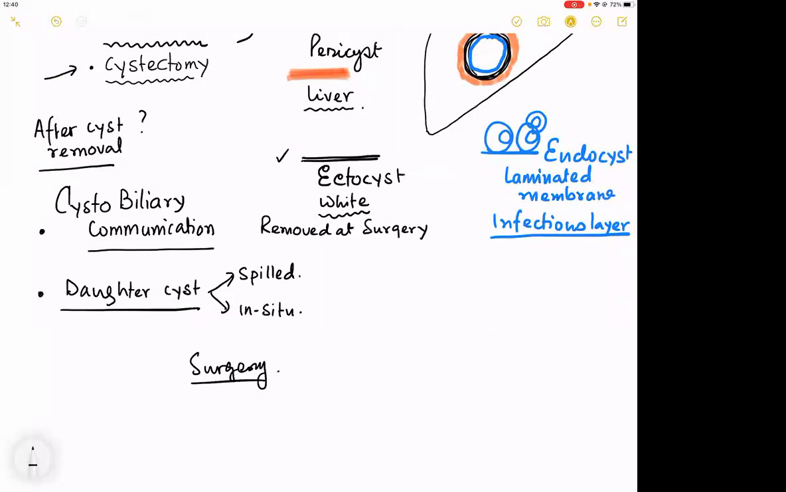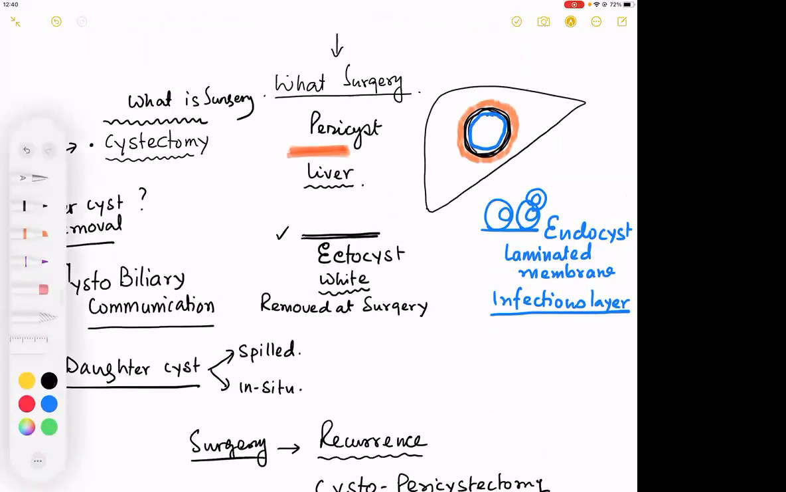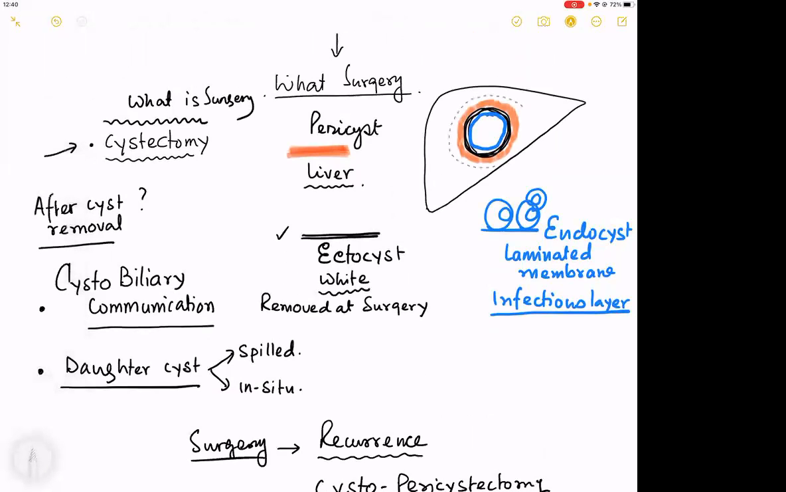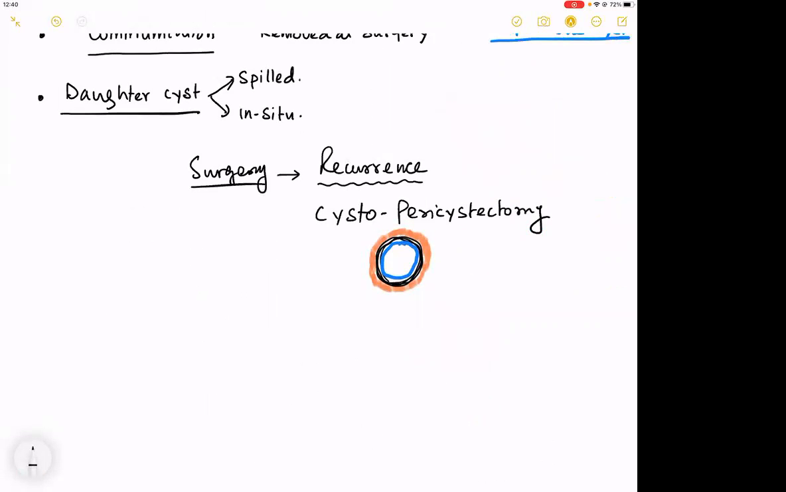We can do cystopericystectomy. That means the basic thing that you are intent on doing is, with a knife, you take out exactly the thing that I am doing. Did you see what I did? I took out the cyst and the pericyst. This leads to more bleeding, as you can understand, you are cutting the liver, but decreased chances of a recurrence.